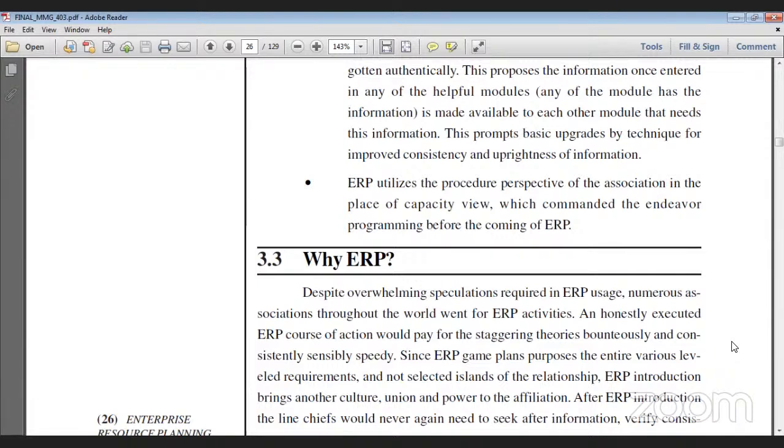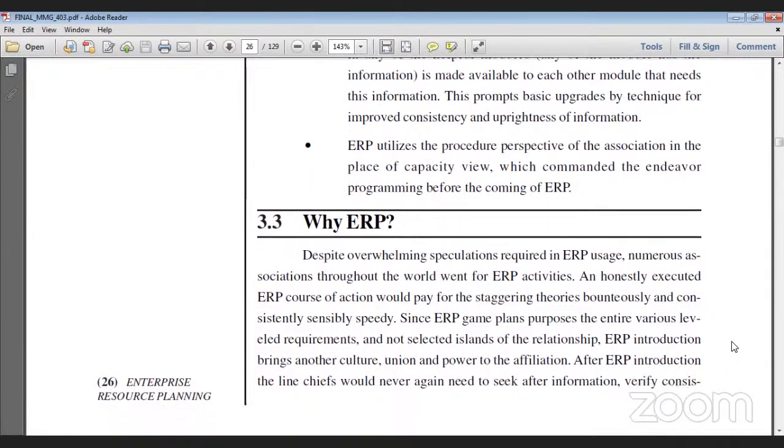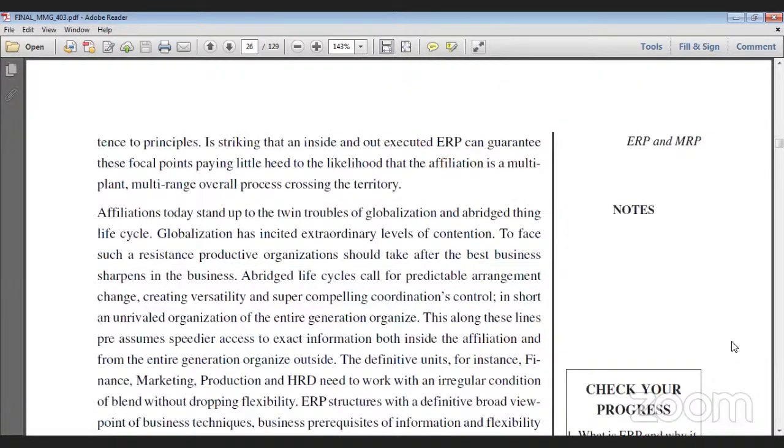After ERP introduction, the line chief would never again need to seek after information or verify the consistency to principles also. It is striking that a thoroughly executed ERP can guarantee these focal points, paying little heed to the likelihood that the affiliation is multi-plant, multi-range over all process crossing territory also here.